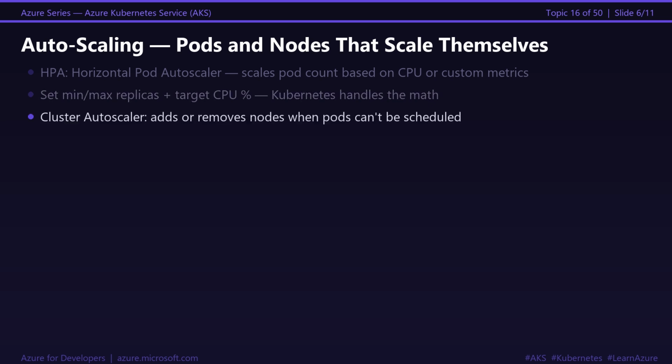But here's the catch: if all your nodes are full, new pods have nowhere to run. That's where Cluster Autoscaler comes in. It watches for pods stuck in pending state and adds a new node to the cluster automatically. When load drops and nodes are underused, it removes them to save cost.